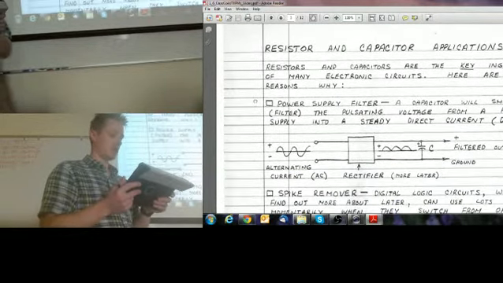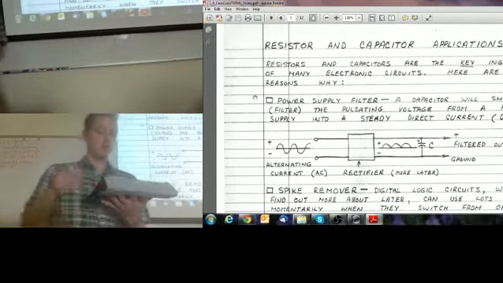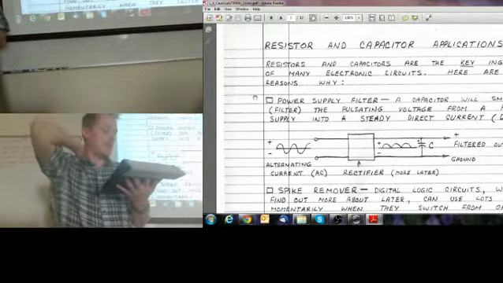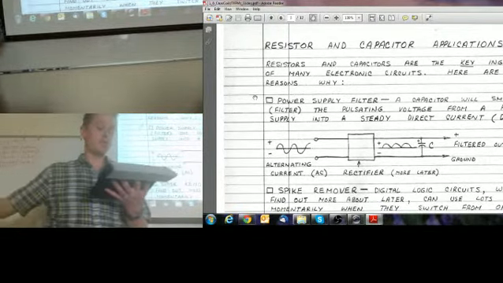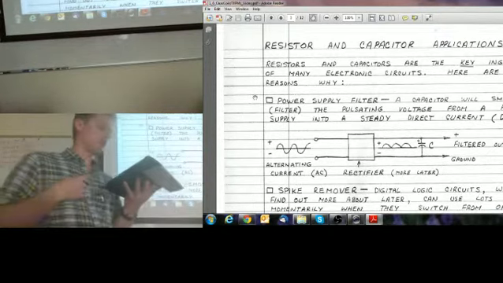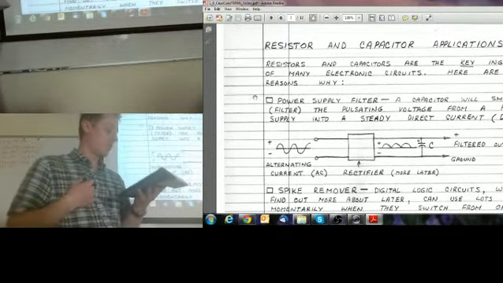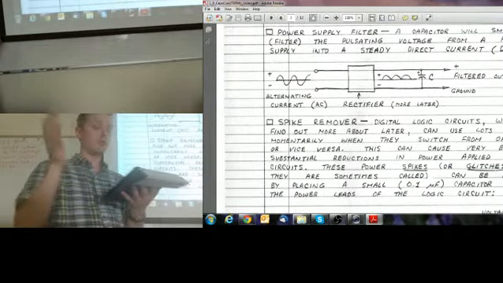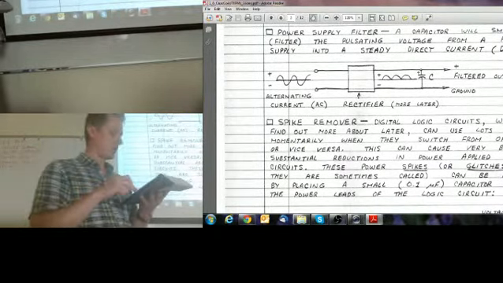Resistor and capacitor applications. What do we use resistors and capacitors for? They're the key ingredients for things such as a power supply filter. The capacitor will smooth the pulsating voltage and provide a steady DC current. So that's one application. We'll get more into those later. We're not going to talk about the details right now.